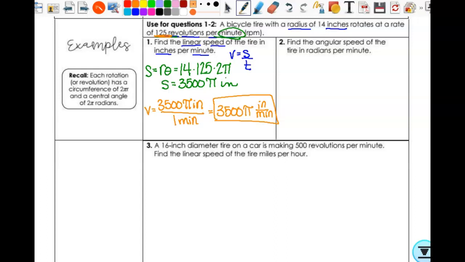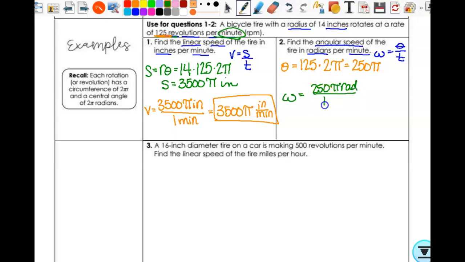Okay. So then it says find the angular speed of tire in radians per minute. So my angular speed, that's omega equals theta over t. Actually we went theta first. Theta is the number of revolutions, which is 125 times 2 pi. So that gives me 250 pi. Yes? And then omega is equal to theta, which is 250 pi radians for every 1 minute. So that gives me 250 pi radians per minute.